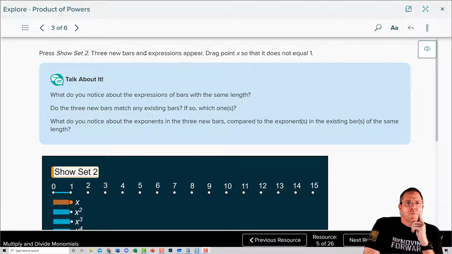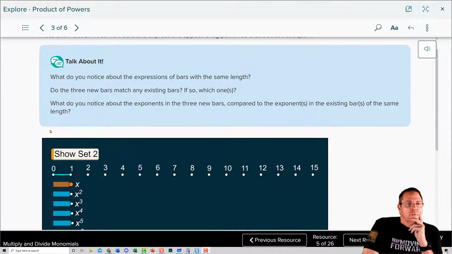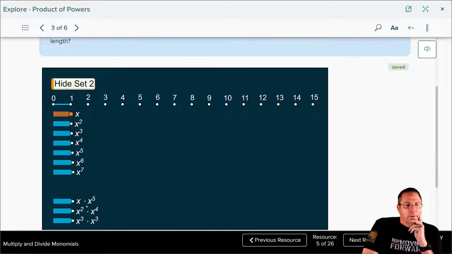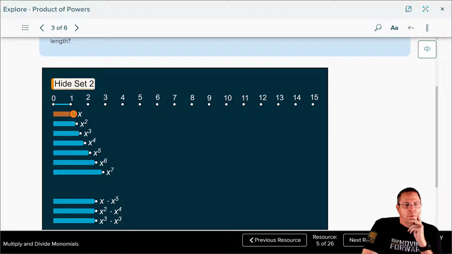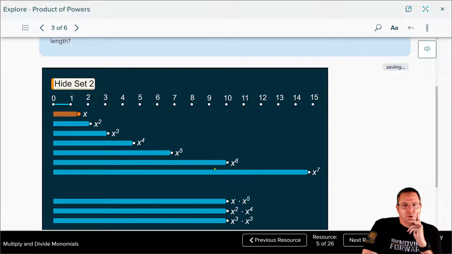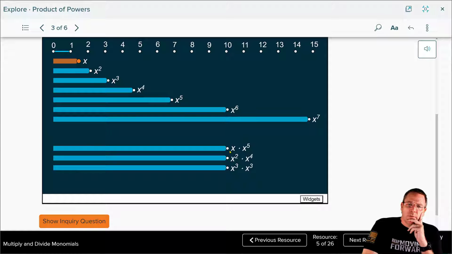In set 2, 3 new bars and expressions appear, and we're going to drag point X so that it does not equal 1. Down here we've got set 2 going on, and we can see these new expressions, and when we drag X, look what happens. Even though our X values are expanding at an exponential rate, these numbers down here at the bottom are all staying the same.